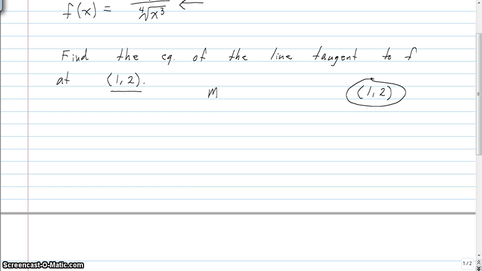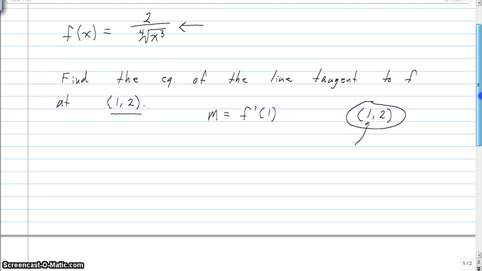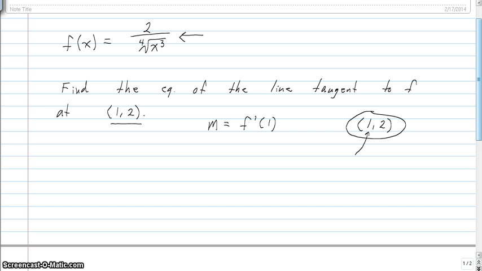Most of our work is in finding the slope, and the slope will come from calculating the derivative. So we calculate the derivative first, and then we're going to find the derivative specifically at the x value 1. We need to find the derivative before we plug in the x value.